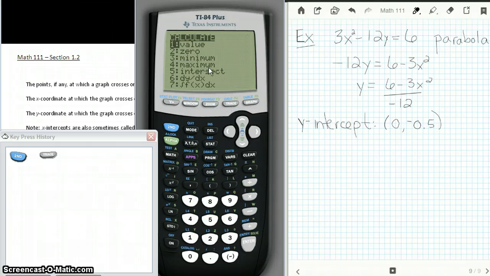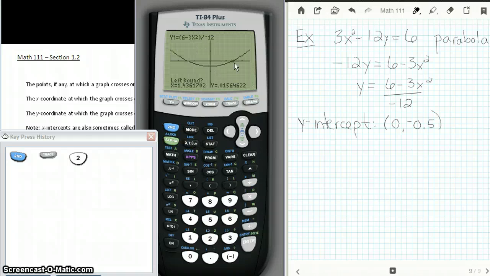Notice that the second option here is 0, right? And remember I told you one of those synonymous words for x-intercept is 0. So let's hit number 2 to pick that. Now what it's going to ask us to do is give us a little neighborhood in which to find the x-intercept, because it doesn't know which one we want to find, right? So you have to give it sort of a reference, a little frame of reference here. So make sure that your little cursor is just to the left of the x-intercept.